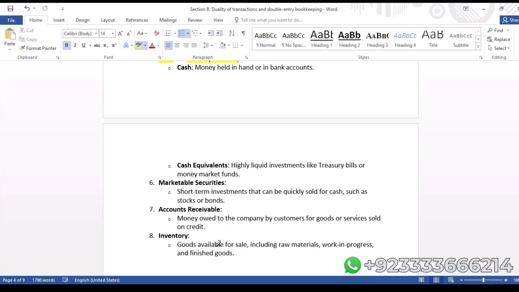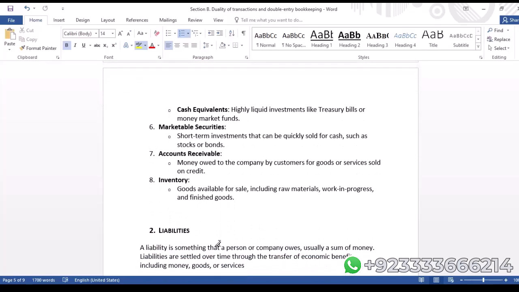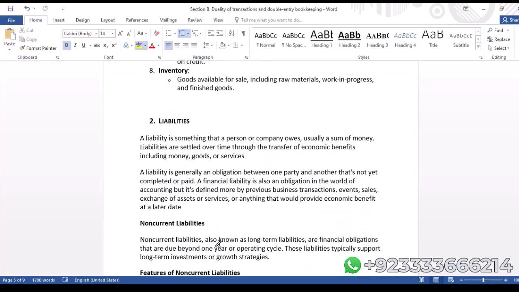The inventory, as I just discussed, that are available for sale, including every type of goods or services that are in my business, are referred to as inventory that are available for sale. So that is a current asset as well. So here we end assets. Now we move on to liabilities.